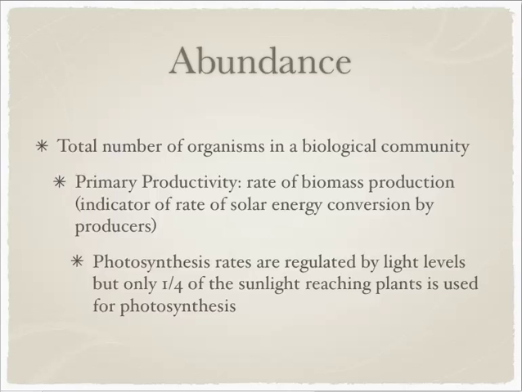We can measure this by their primary productivity. This is the rate of biomass produced by the producers in the ecosystem. It's an indicator of how much solar energy is actually captured and converted by producers. The fact that only 1/4 of the sunlight reaching the plants on Earth is actually used for photosynthesis means that primary productivity depends on that 1/4. Light levels vary depending on the producer and the ecosystem.